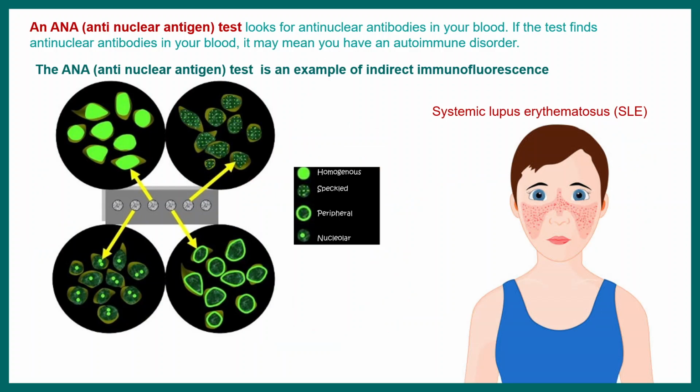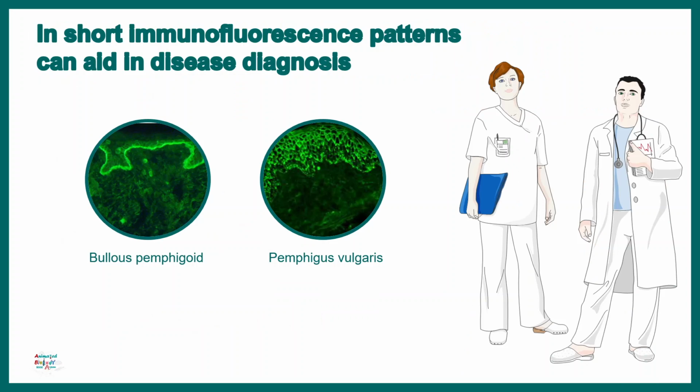For example, in one variant of ANA test or anti-nuclear antigen test, looking at the fluorescence patterns of autoantibodies would really help. It's an example of indirect immunofluorescence. Also, diseases like bullous pemphigoid, then pemphigus vulgaris, which are like skin diseases, can be diagnosed using immunofluorescence based approach.